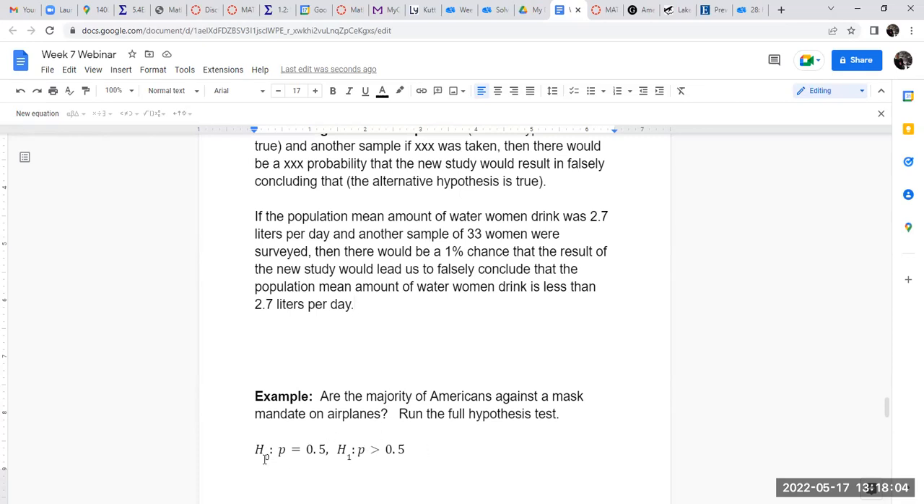So we have H naught, and that is p equals 0.5, because remember the smallest percent that could happen that isn't the majority is 50%. Is that clear? Yep. Okay. Whereas if you're above the majority, that doesn't mean you're at least 51%. Does that make sense?